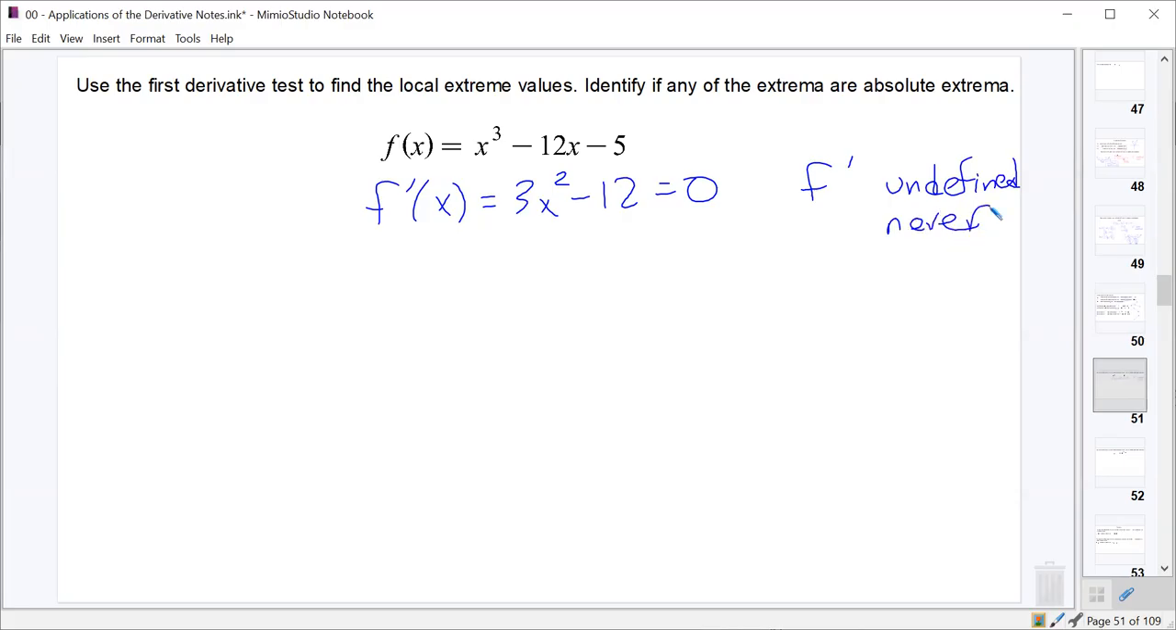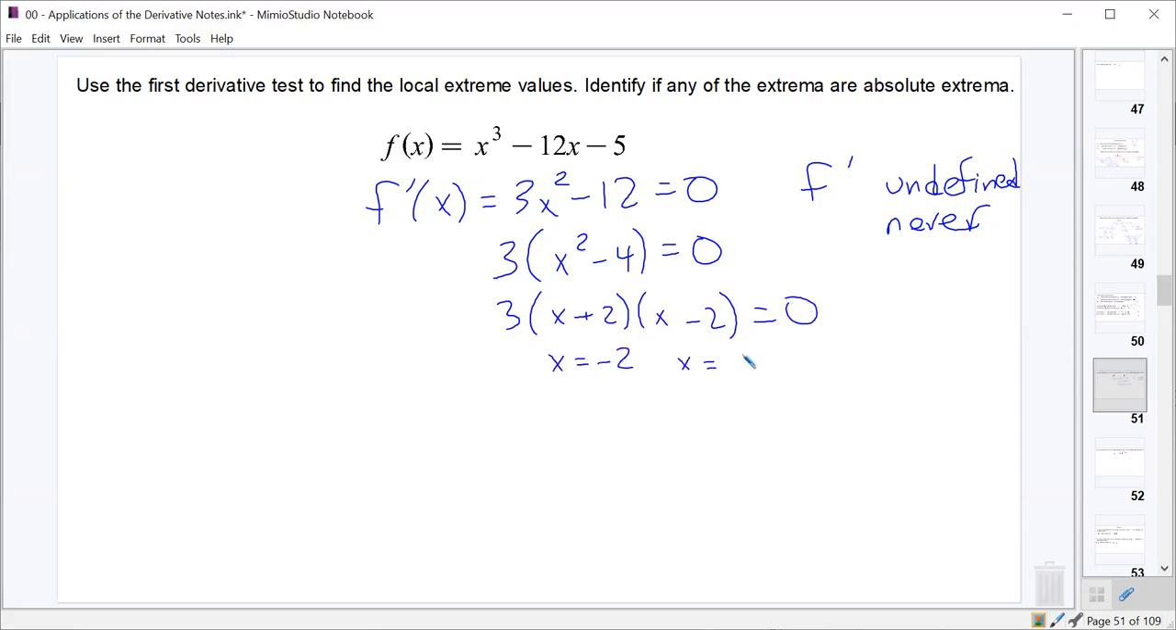And that's not always going to be the case, but more often than not, the derivative will be defined for all values. And when we're looking at polynomials, it certainly will be. But when we factor out the 3, and then continue to factor, using a difference of squares, we end up with x equaling negative 2 and x equaling 2. I'm not sure why I wrote a 3 there, but x equaling 2 as our only two critical values. And so we'll put those two critical values onto a sign chart.